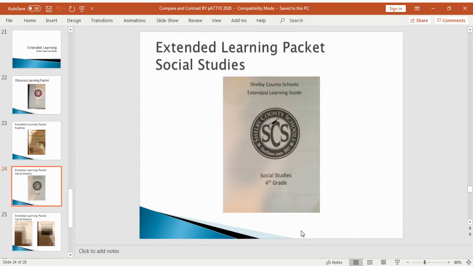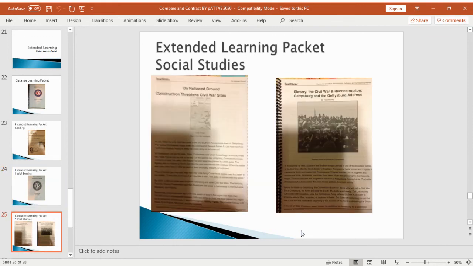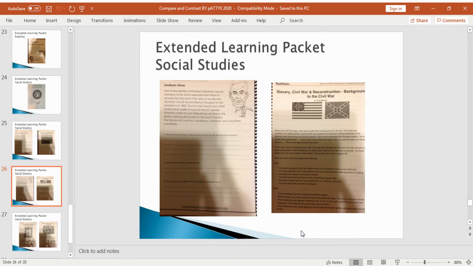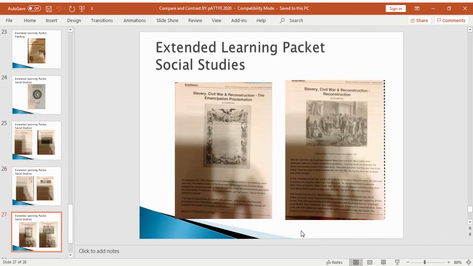Also, in your extended learning packet in social studies, you will be working on these passages: a hollow ground, construction threatens Civil War sites; slavery, the Civil War and Reconstruction, Gettysburg and the Gettysburg Address; Southern views; slavery, Civil War and Reconstruction, background to the Civil War; slavery, Civil War and Reconstruction, the Emancipation Proclamation; and Civil War and Reconstruction, Reconstruction.